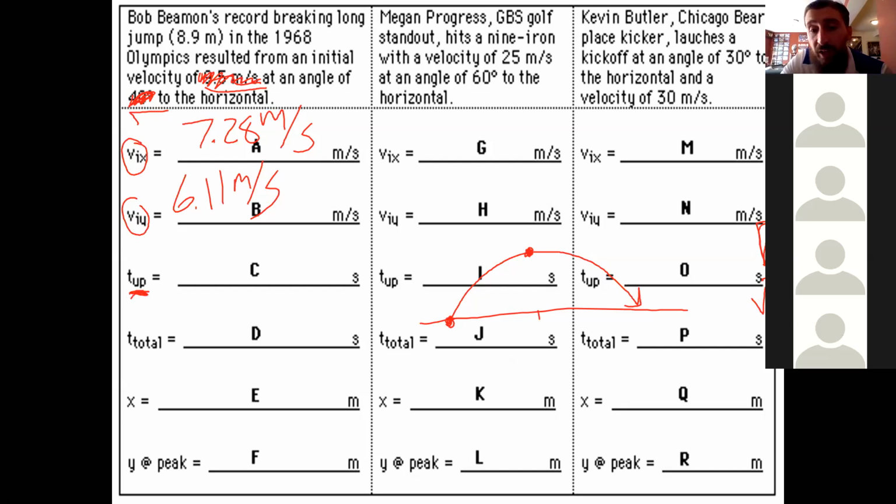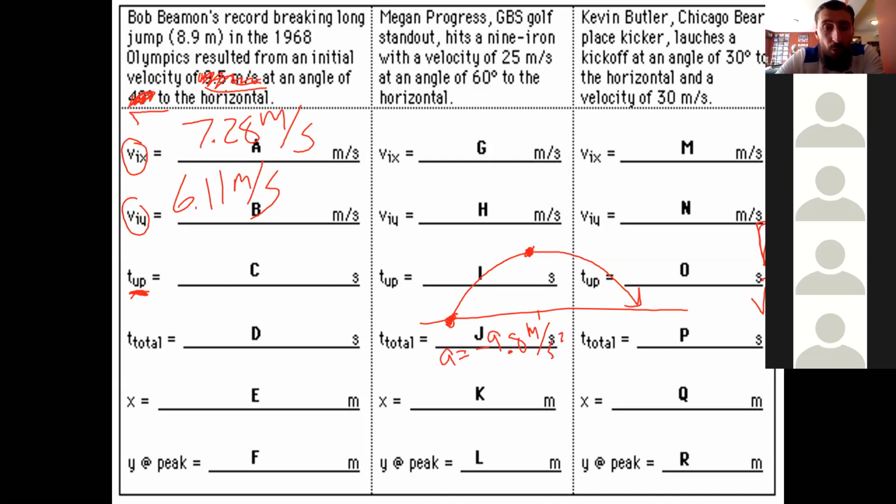Can somebody tell me a variable I know in the Y direction from this point here to this point here? Well, let me ask you this. What always takes place in the Y direction? Gravity, very good. So gravity is acceleration. So I can say acceleration equals negative 9.8 meters per second squared.